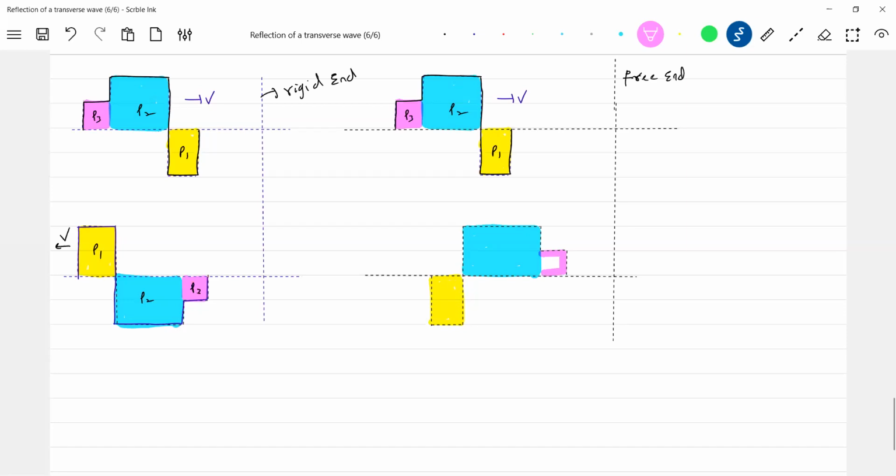It's not a drawing competition. These are just so that it'll be easy for you to understand. That's why I'm spending some time on these things. So this is the P1.